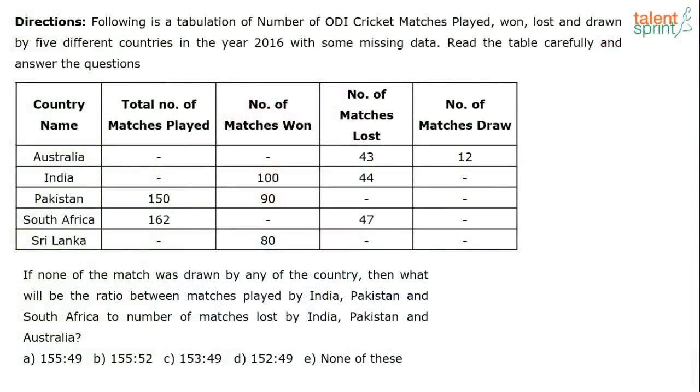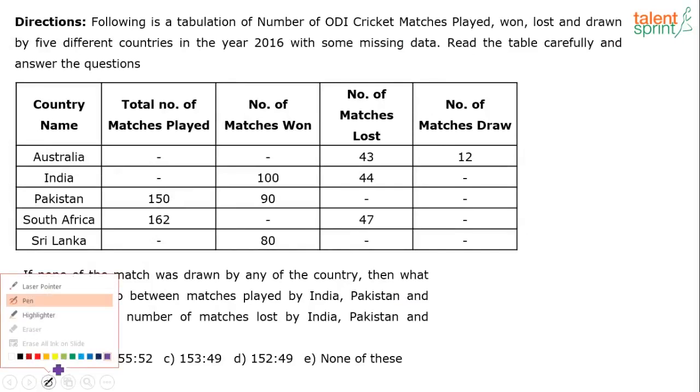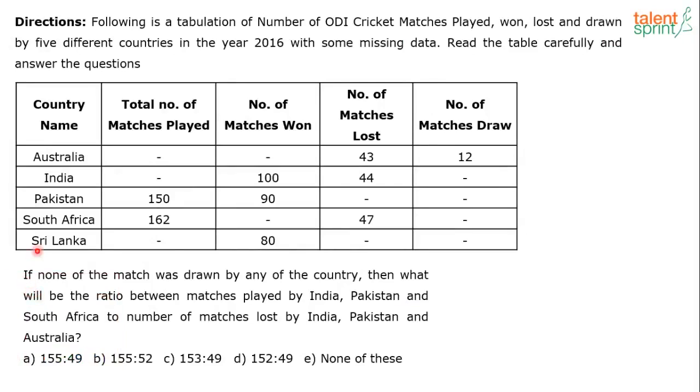This looks to be a question involving the concept of ratios, right? So here's the question on your screens now. What does it say? If none of the matches was drawn by any country, now this is interesting. He's ruling out one of the values given in the table itself, right? He says none of the matches was drawn by any of the countries, then what will be the ratio between the matches played by India, Pakistan and South Africa to the number of matches lost by India, Pakistan and Australia?